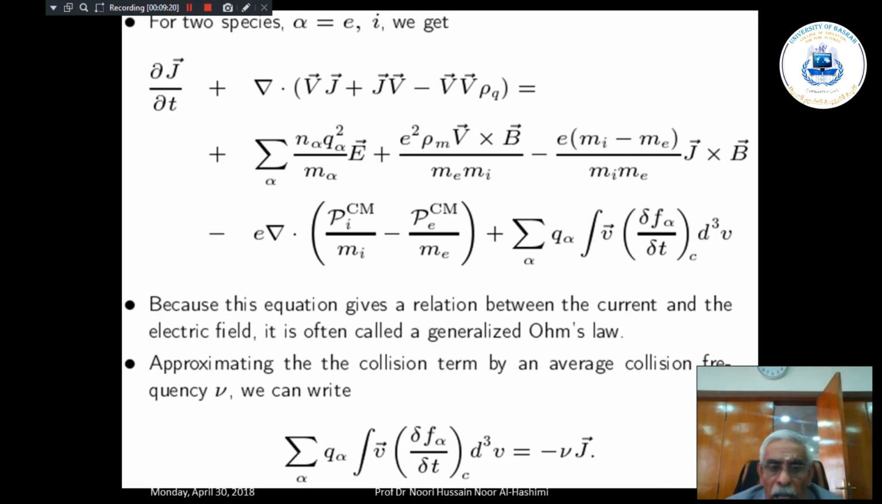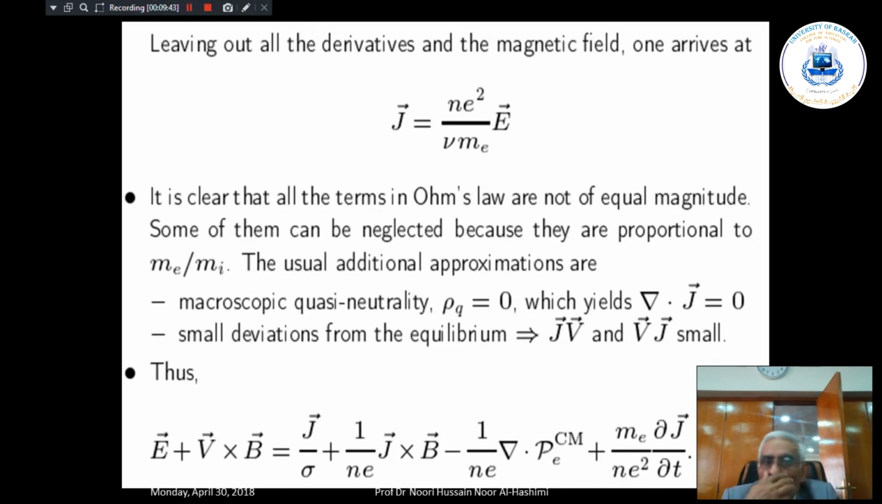Approximating the collision term by an average collision frequency nu, we can write summation over alpha of q alpha summation integral V delta f sub alpha/delta t sub c d cubic V equal minus nu J. Leaving out all the derivative and the magnetic field, one arrives at J equals something like n e squared over m e nu E. قال احنا المعادلة مو جديدة علينا، يعني شايفينها سابقا.